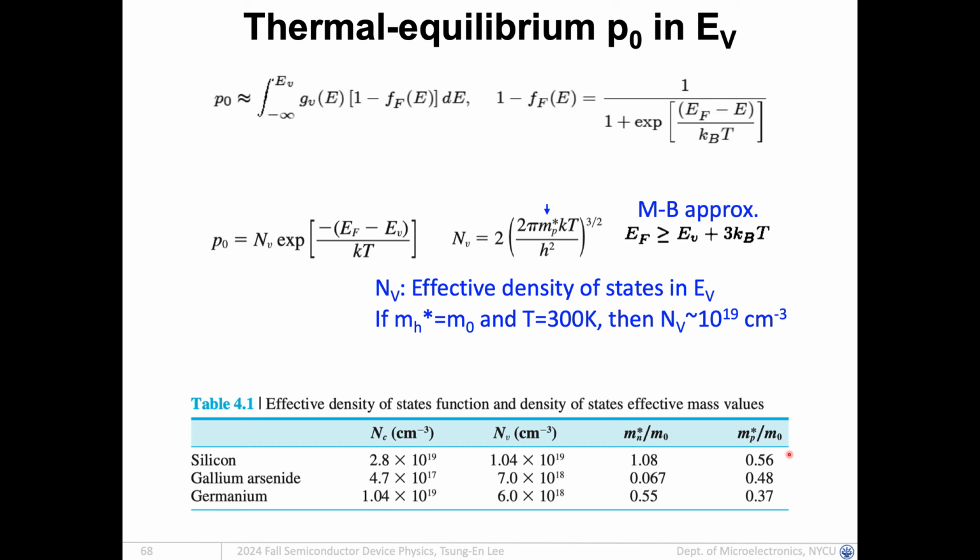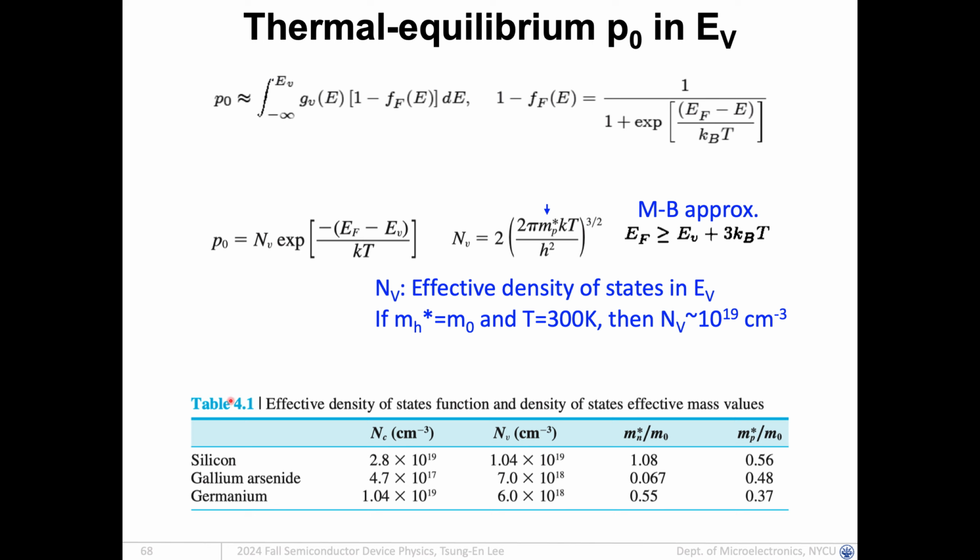For hole carrier concentration, it is similar to the electron: just use the formula with the right density of states in the valence band and the Fermi-Dirac distribution in the valence band. Then we can also simplify it by the Boltzmann approximation when the distance between the Fermi level and the valence band edge is larger than 3 kT. And we can also get the effective density of states in the valence band, and this value is also around 10 to the 19.